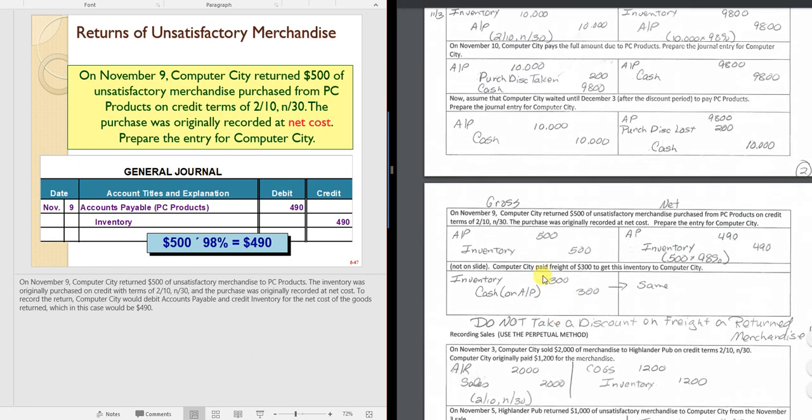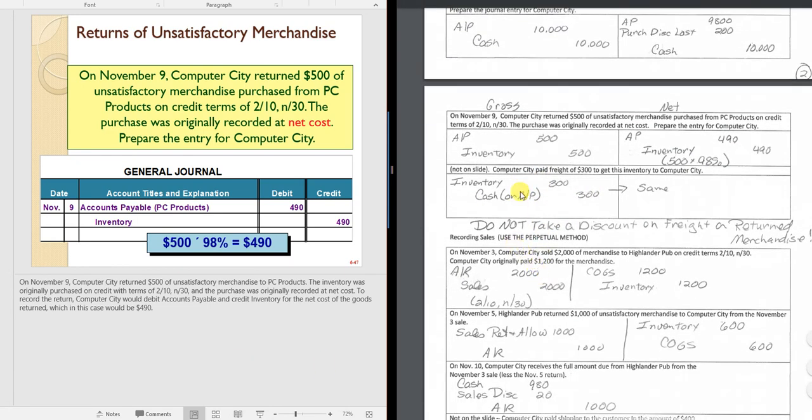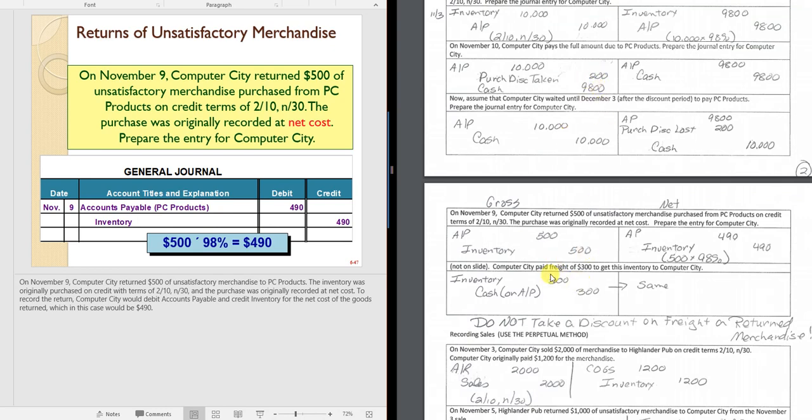Then, this one's not on the slide, and we're going to talk about freight in a second. If you have to pay freight to get it there, freight is added to the cost of the inventory, so I'll debit inventory and credit cash and do the same thing over here. I will just warn you, sometimes you might want to put freight after it because you don't often get a discount on the freight. So if I added it all together and computed my discount, make sure you don't compute the discount on that $300. Do not take a discount on freight or returned merchandise. I only get a discount on the inventory itself that I kept.